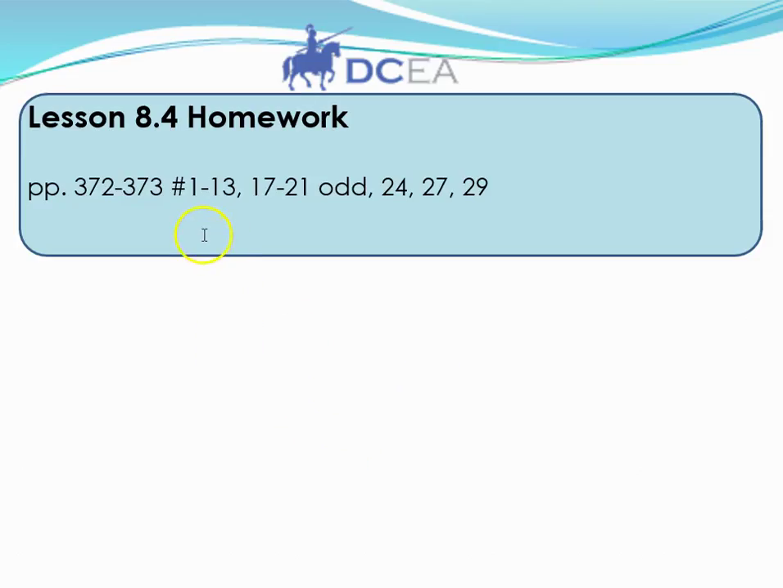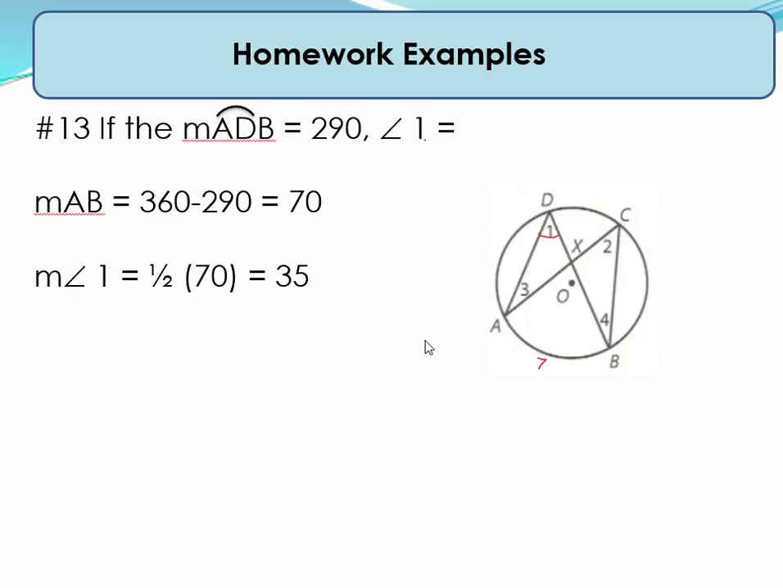Your homework. Number 1 through 13, 17 through 21 odd, 24, 27, and 29. Let's look at some homework examples and put this into practice.